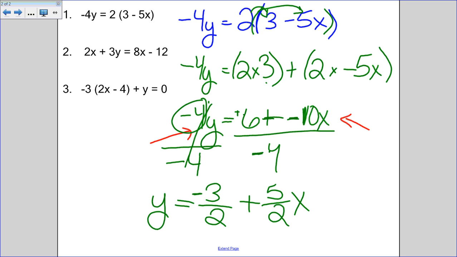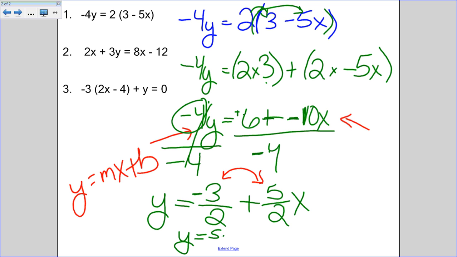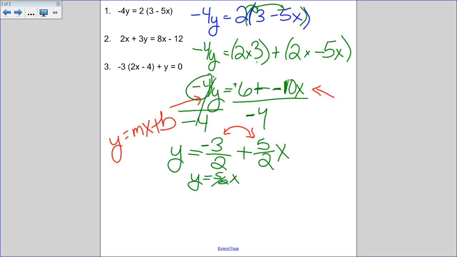Okay, does this look like y equals mx plus b? Is it y equals a number times x plus another number? All right, it's pretty close. We just need to switch these around. Remember, that's the commutative property. It doesn't matter which order you add things in. So we could write this y equals 5 halves x minus 3 halves. Okay, and we have our m, our slope of 5 halves, and our b, or the y-intercept, of negative 3 halves. Oh my gosh, that's a lot of work, isn't it?